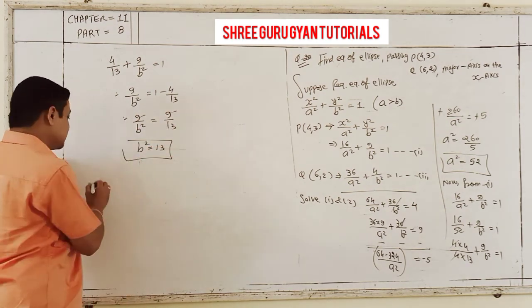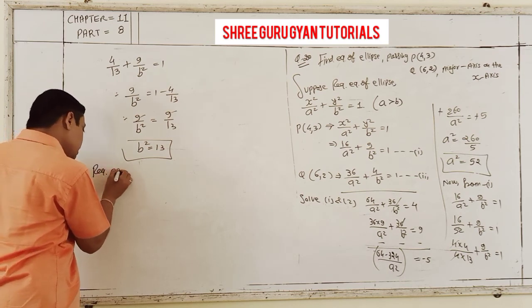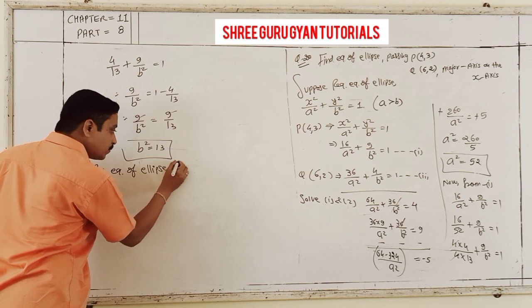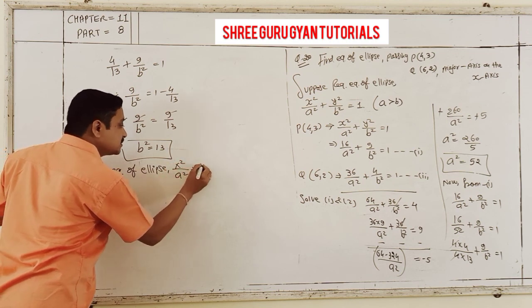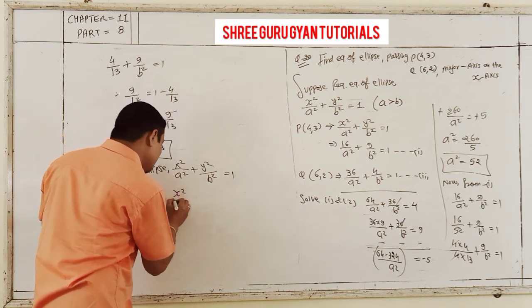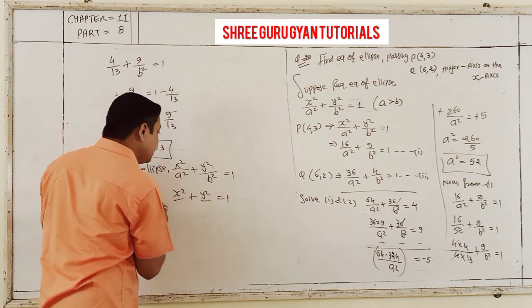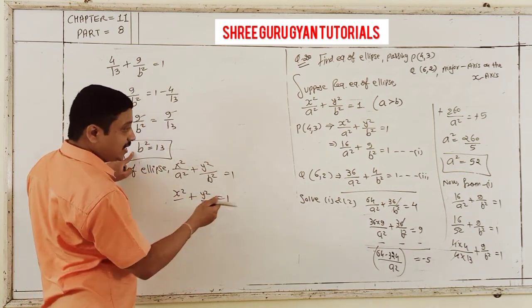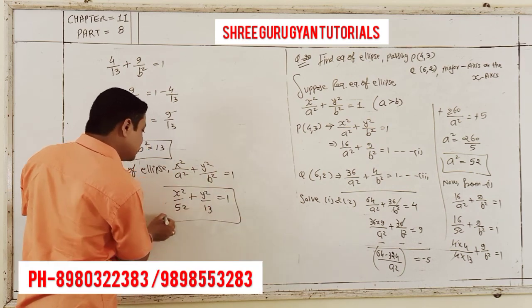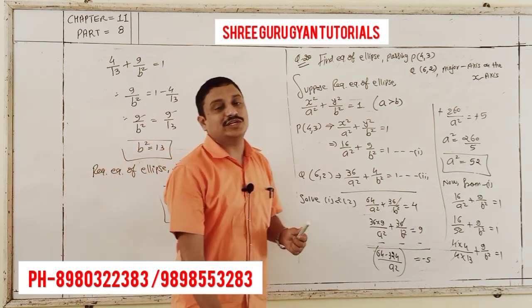So the required equation of the ellipse is x square by a square plus y square by b square equals 1. Students, you just submit the values of a and b. A square, you know, is 52, b square is 13, and that's it, students. Question number 20 is also done.